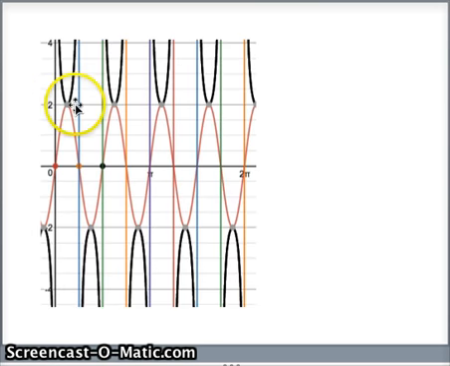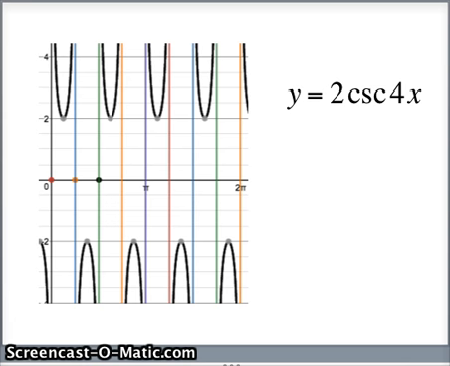And then all we do is we go from the peaks for the cosecant function, go from peak to asymptote. Peak to asymptote, peak to asymptote. So the graph in black is 2 cosecant 4x. If I want to remove the sine, you can see there's our graph for y equals 2 cosecant 4x.